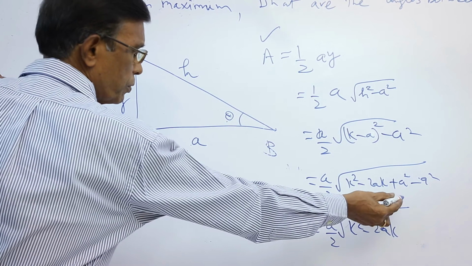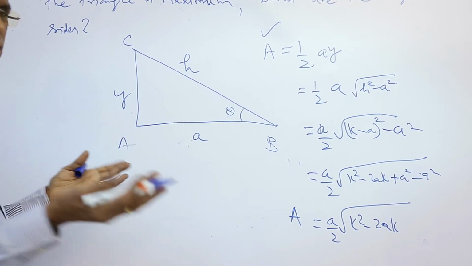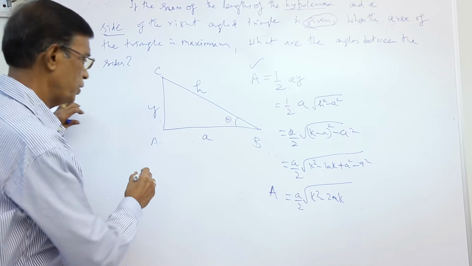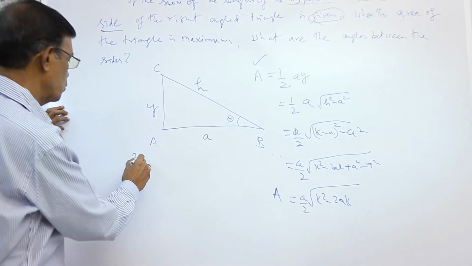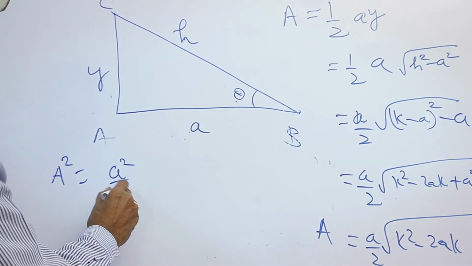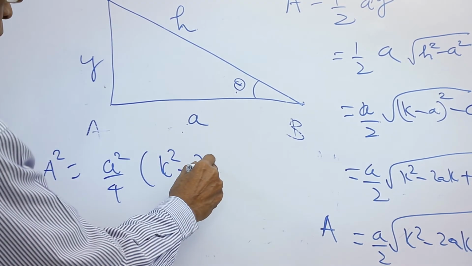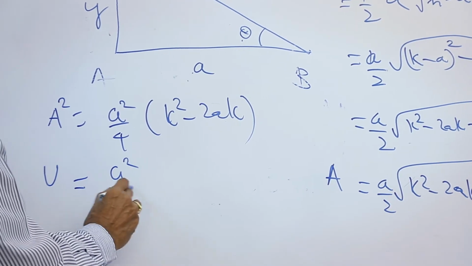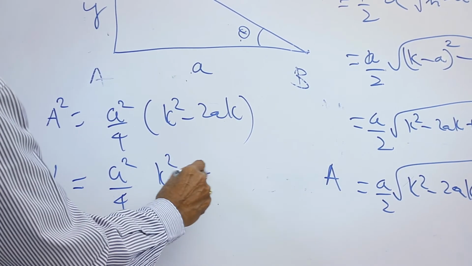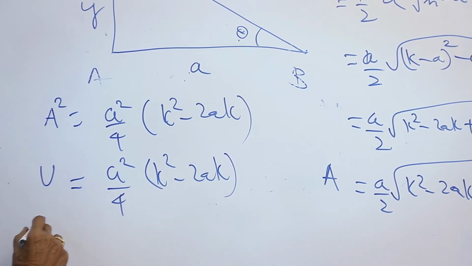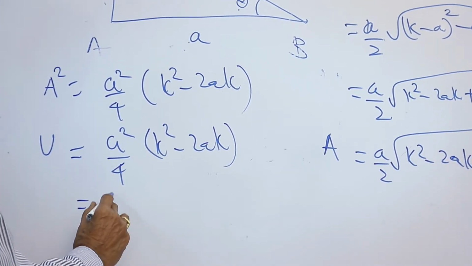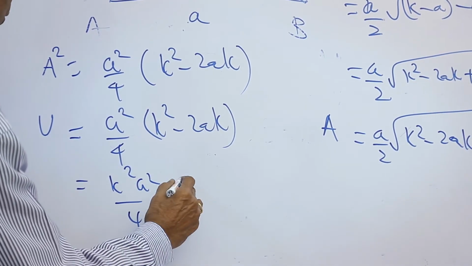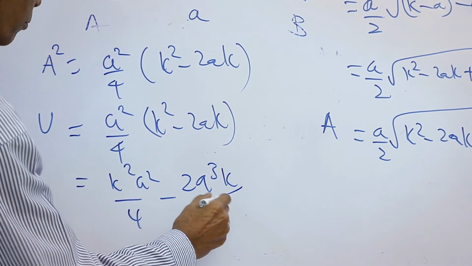See, because there is a square root, I don't want any square root and all these things, I want to make it simple. It is allowed that you can square it also. So what happens, your A squared equals a squared by 4 into k squared minus 2ak. So I can call it as u, a squared by 4 into k squared minus 2ak, that is your, now this is your k squared a squared by 4 minus 2a cubed k by 4.